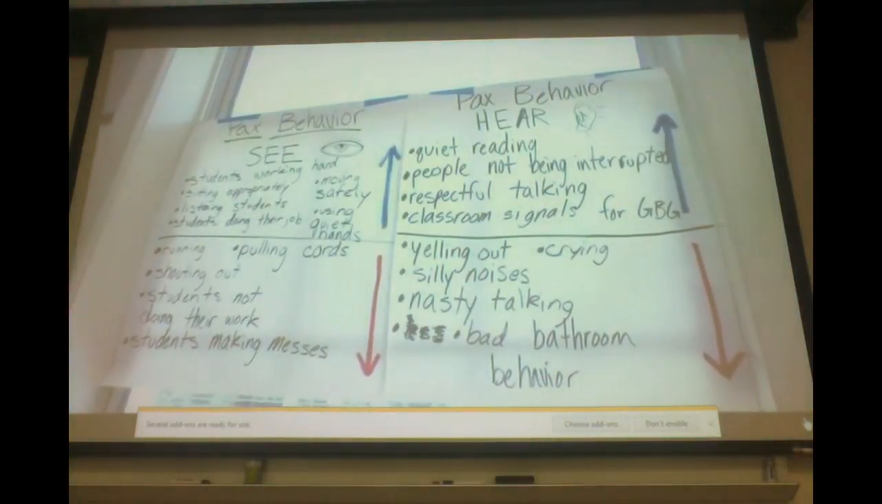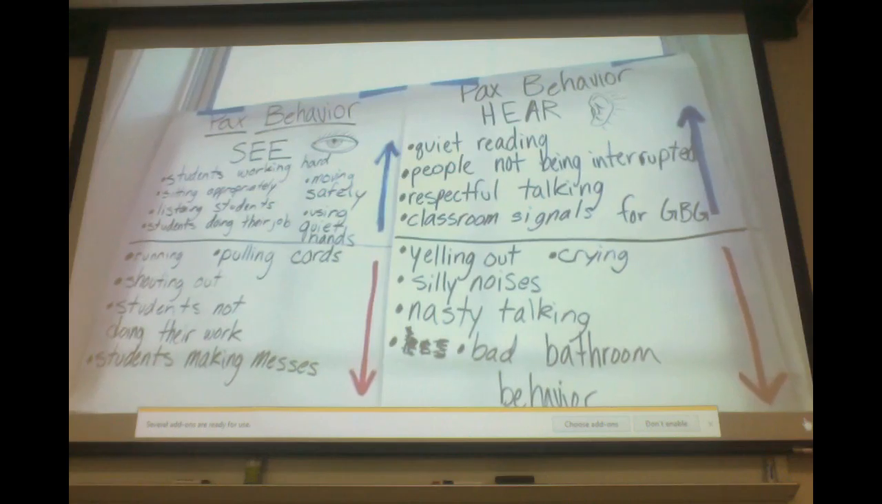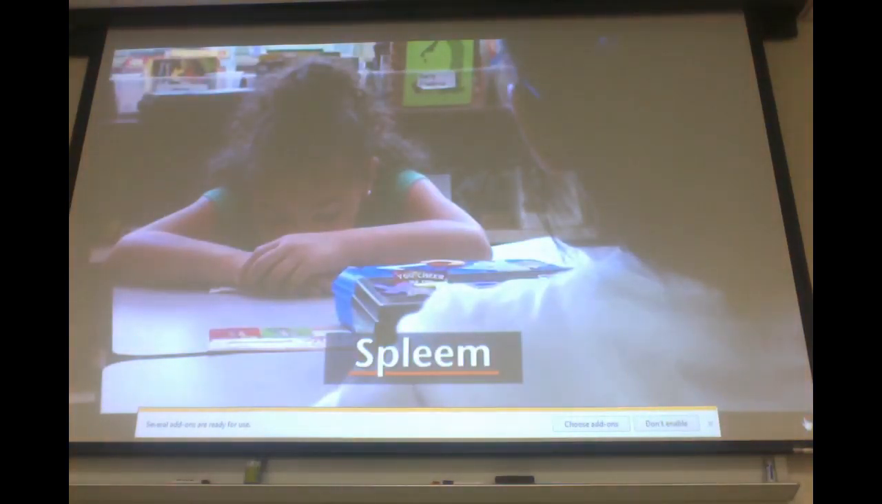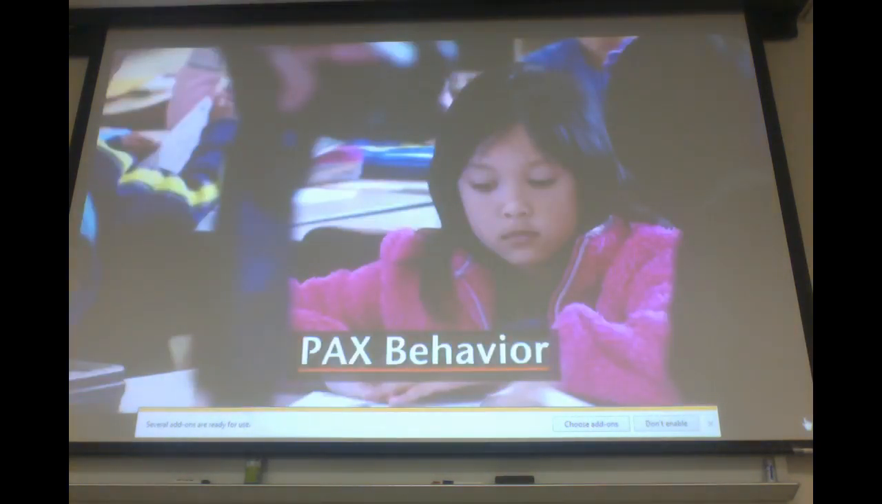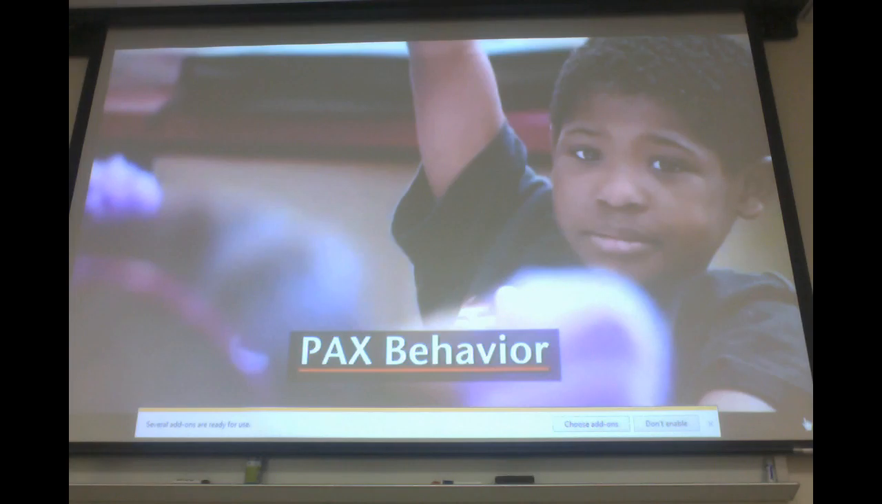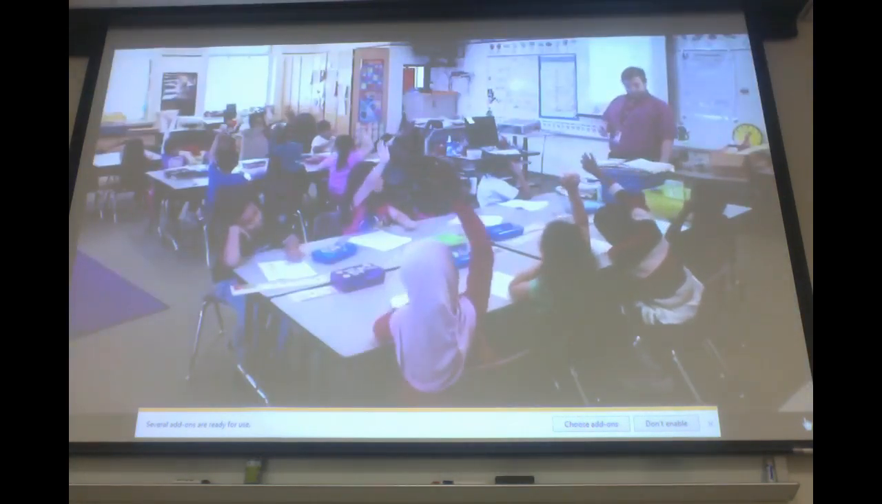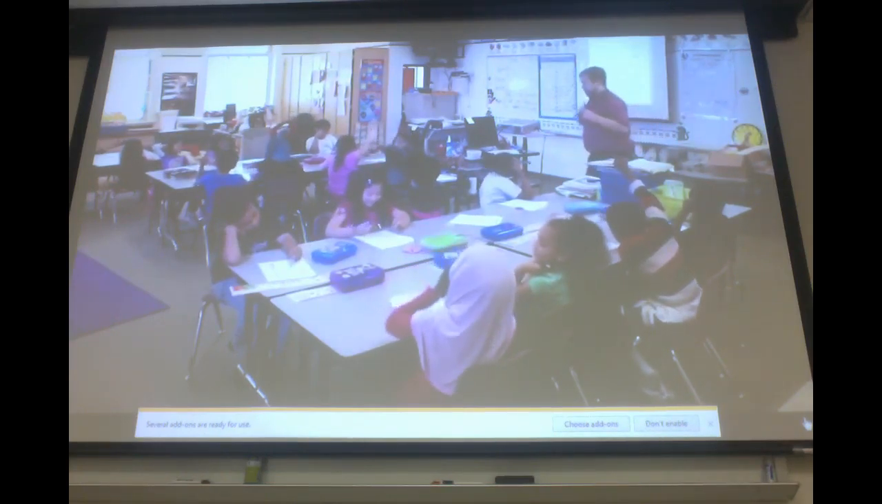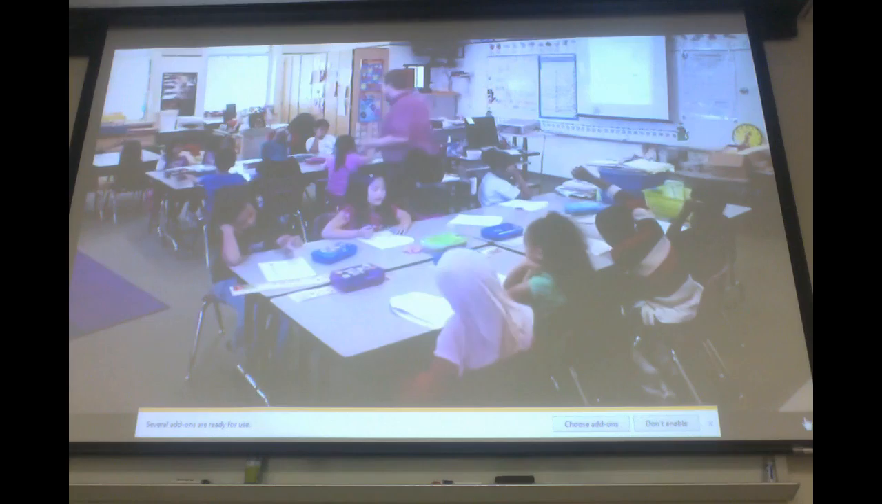The students helped decide what they wanted the atmosphere of their classroom to be. Unwanted behaviors are called spleens, while positive behaviors such as staying in your seat or raising your hand are called PAX behaviors. The classroom has been divided into 3 teams, and the goal of each team is to behave in ways that will result in the fewest number of spleens.